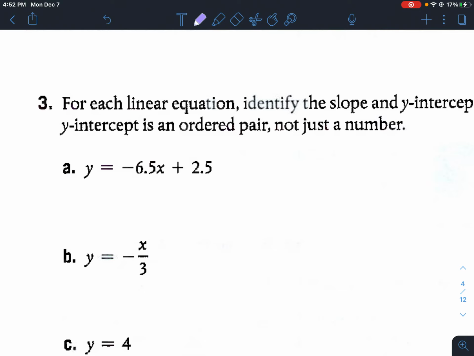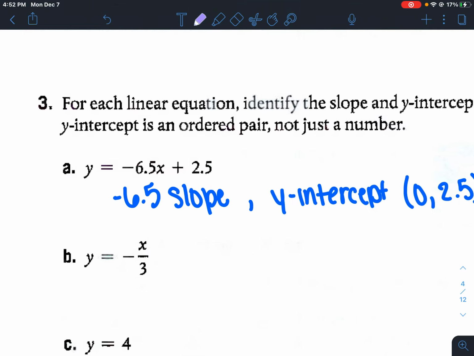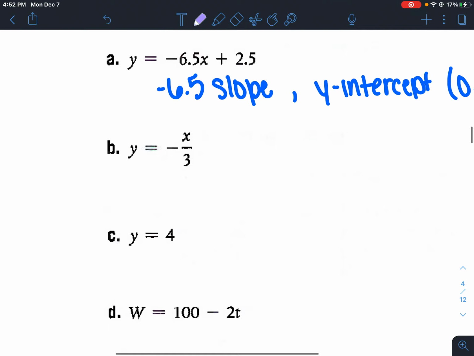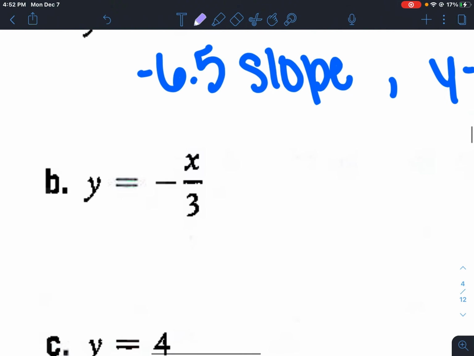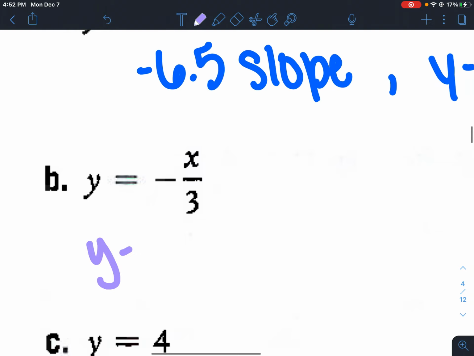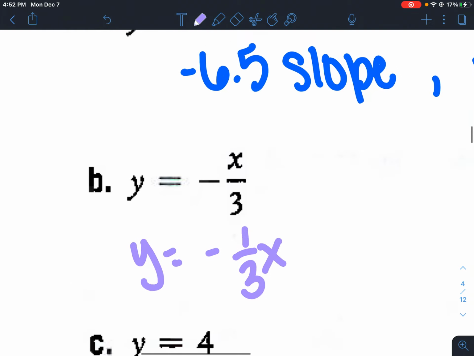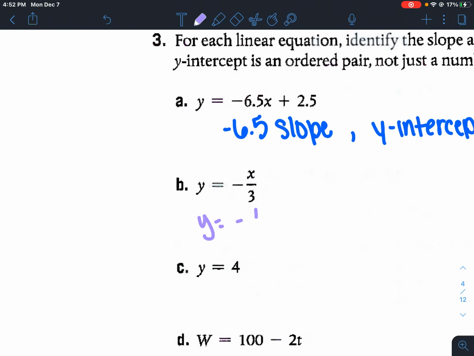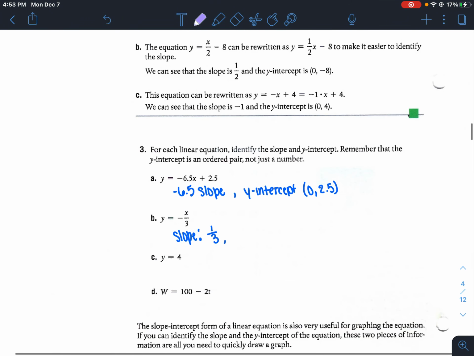So y equals mx plus b. M is my slope, negative 6.5, plus b, that's the y value of my y-intercept. So written as a coordinate, it's going to be 0, 2.5. Then for the next one, y equals mx plus b. I could kind of rewrite this as y equals negative 1/3 x plus 0. And then from there, I could say that my slope was negative 1/3. And my y-intercept would be 0, 0.